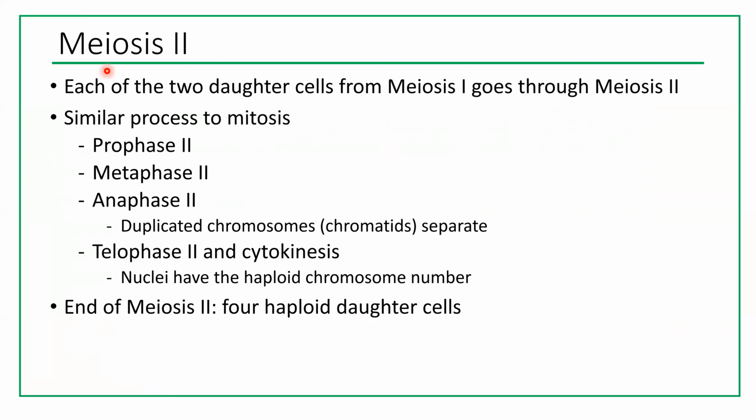Each of the 2 daughter cells from meiosis 1 now goes through meiosis 2. Similar processes to mitosis. So meiosis 2 is similar to mitosis: prophase 2, metaphase 2, anaphase 2. In anaphase 2, duplicated chromosomes or chromatids are separated. Telophase 2 and cytokinesis, nuclei have the haploid chromosome number, and at the end of meiosis 2, 4 haploid daughter cells.